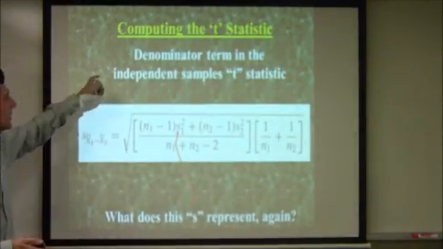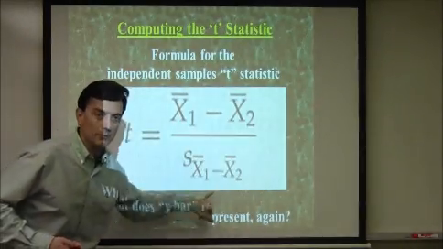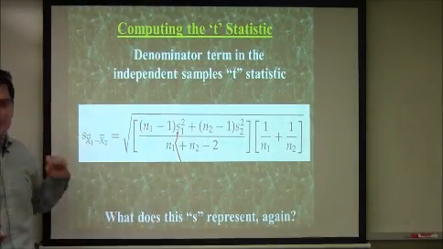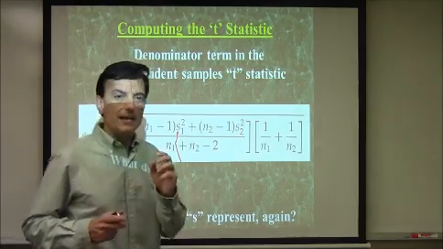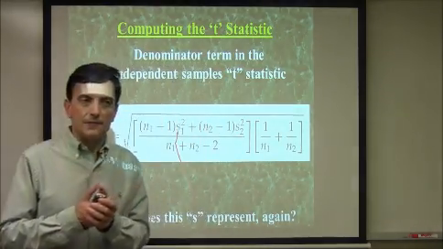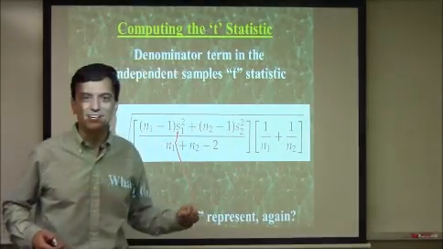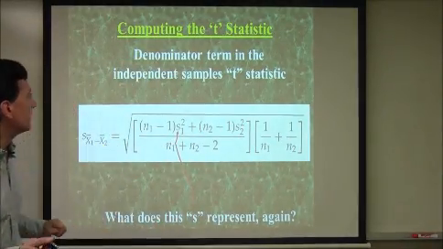Okay, so now what we're going to do is zoom in on this denominator term. We're going to unpack it. Okay, and it looks a little bit nasty. I will not ask you to memorize this, but we're going to see how we might break it down and develop an intuition about how this fairly complicated looking expression actually corresponds to the pooled variability.